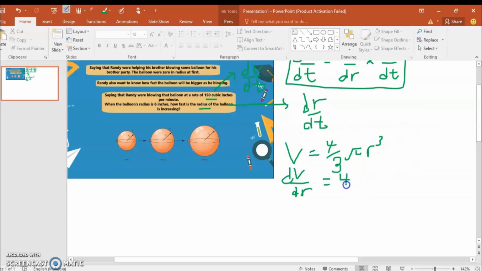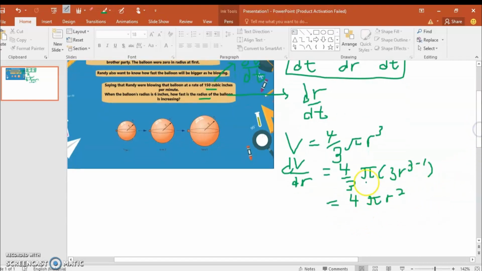So 4/3 pi, and r must be differentiated: 3 times r to the power of 3 minus 1, and we get 4 pi r squared. Maybe someone asks why we don't differentiate the pi. Because pi is a constant, we just write it in the formula.